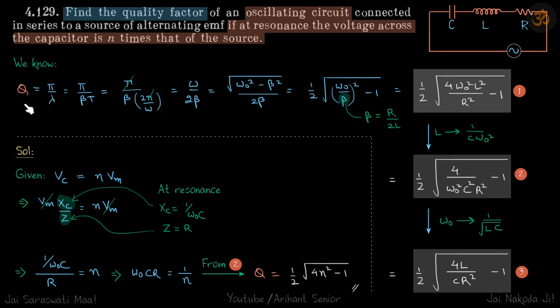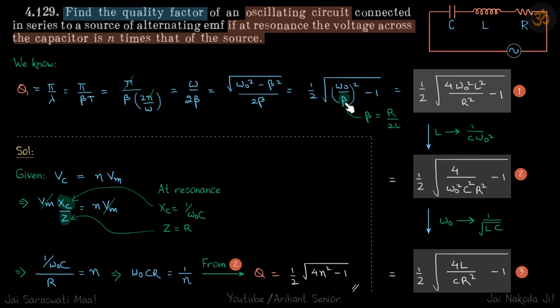So let's write quality factor first. So that we know is pi by lambda. Lambda is beta t and t is 2 pi by omega. So we'll take omega up, write it as root of omega naught square minus beta square. So now we can see already we can get the terms of C, L and R. So let's take beta inside, and this will be half root of (omega naught by beta) whole square minus 1.